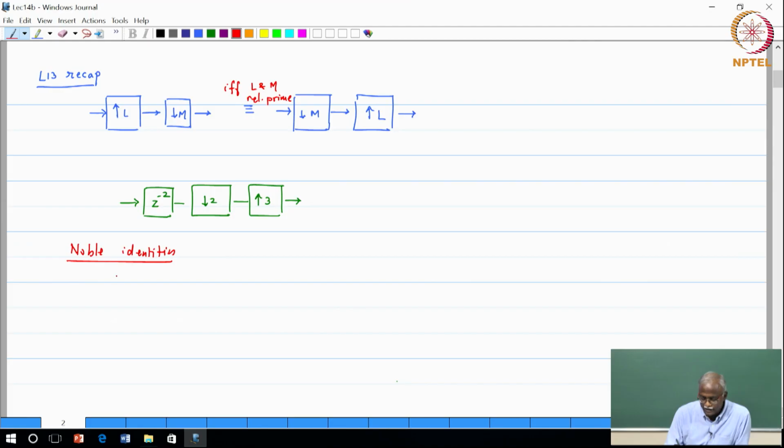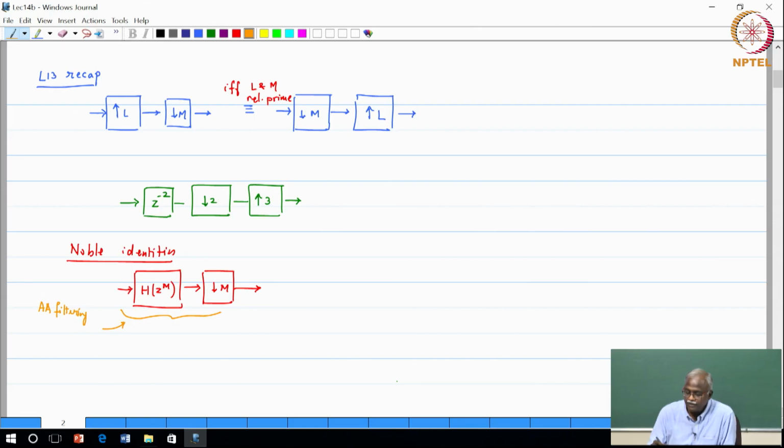Noble identities tell us that if you have a filter of the form H of z power M followed by a downsampling, this is typically the structure that you would have for anti-aliasing filtering. So, this is the structure for anti-aliasing filtering, this combination, anti-aliasing filtering followed by the downsampling. The more efficient way of doing this will be to do the downsampling first followed by the filtering.